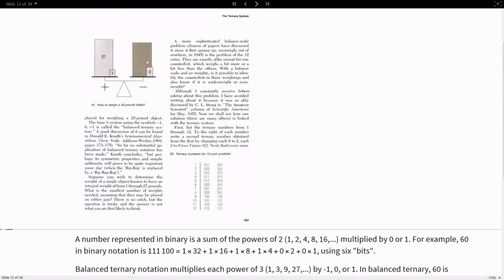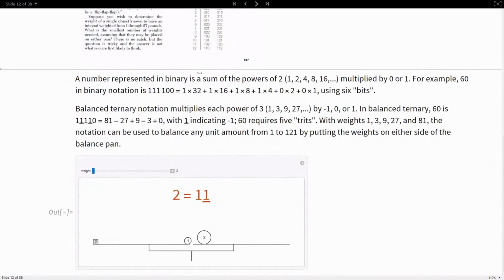We have the object here. We have 27 plus 1 here, or 28. And then on the other side is 3. So 25 plus 3 is equal to 27 plus 1. So this is a way of weighing a 25-pound object. And this leads to what's called the balanced ternary system.